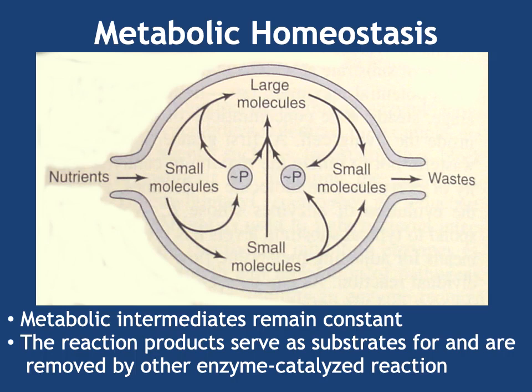Metabolite flow tends to be unidirectional. Despite the existence of short-term oscillations in metabolite concentrations and enzyme levels, living cells exist in a dynamic steady state in which the mean concentrations of metabolic intermediates remain relatively constant over time. While all chemical reactions are to some extent reversible, in living cells, the reaction products of one enzyme-catalyzed reaction serve as substrates for and are removed by other enzyme-catalyzed reactions. So under these circumstances, many nominally reversible reactions occur unidirectionally.